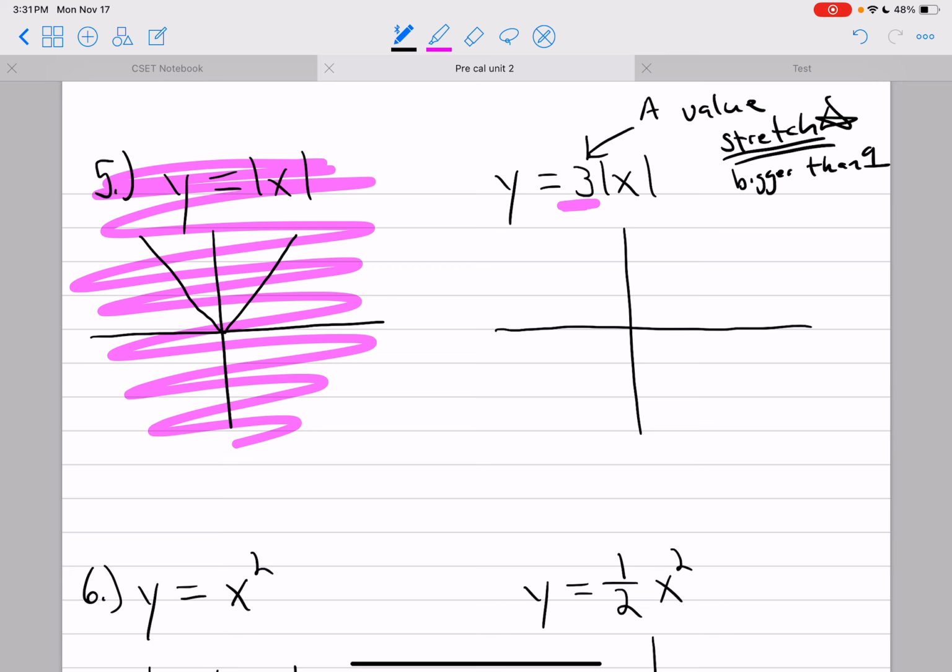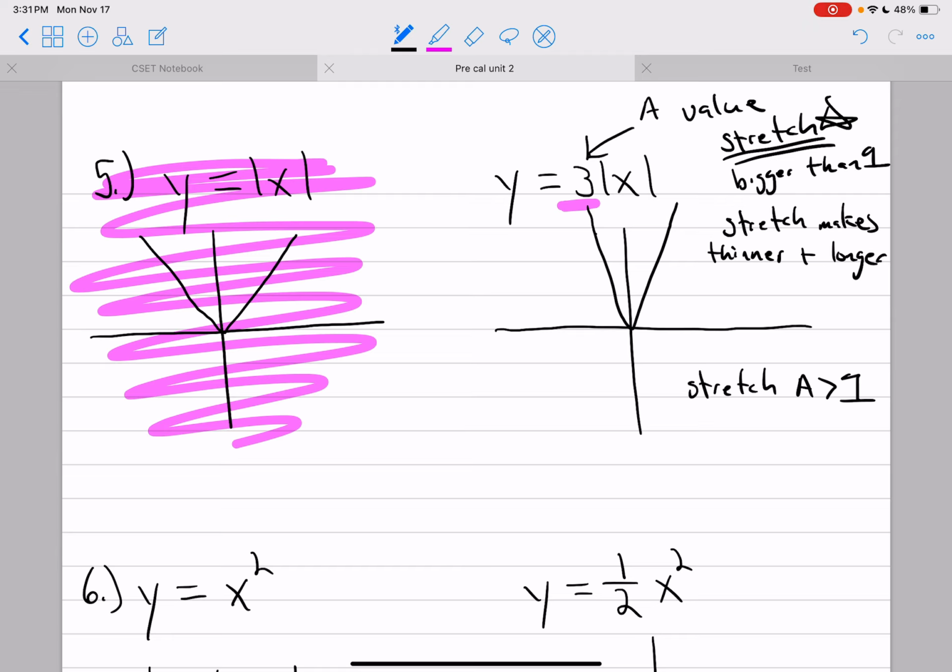So like imagine you hold this thing at the bottom and at the top and you stretch it out. So if you stretch it out, it's going to get thinner and longer. So it's getting stretched. So it's going to get thinner. Stretch makes thinner and longer. That's what a stretch does. Stretch is when the a value is greater than 1. Okay? In this case, the a value is 3, so that's bigger than 1, which means it's going to be stretched out.